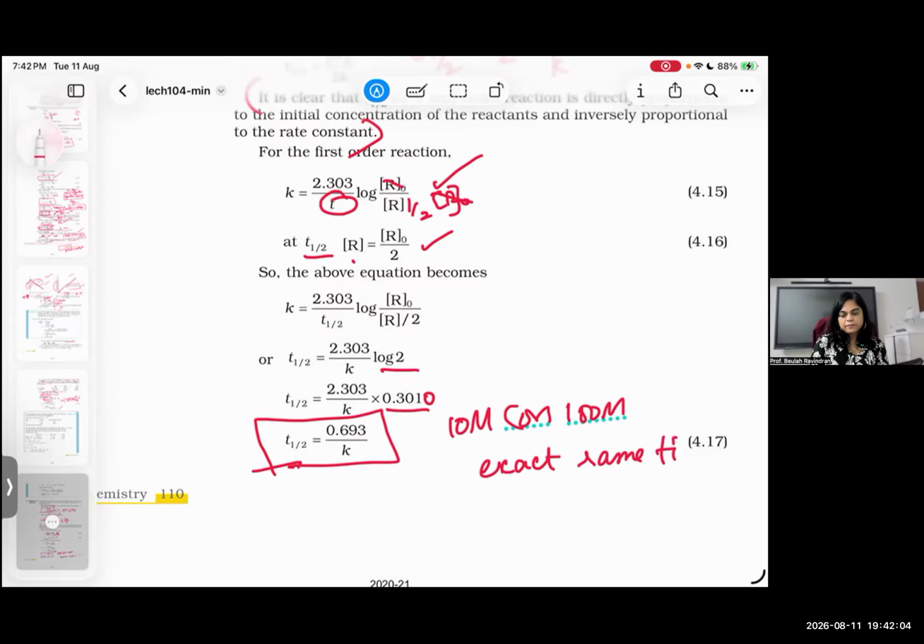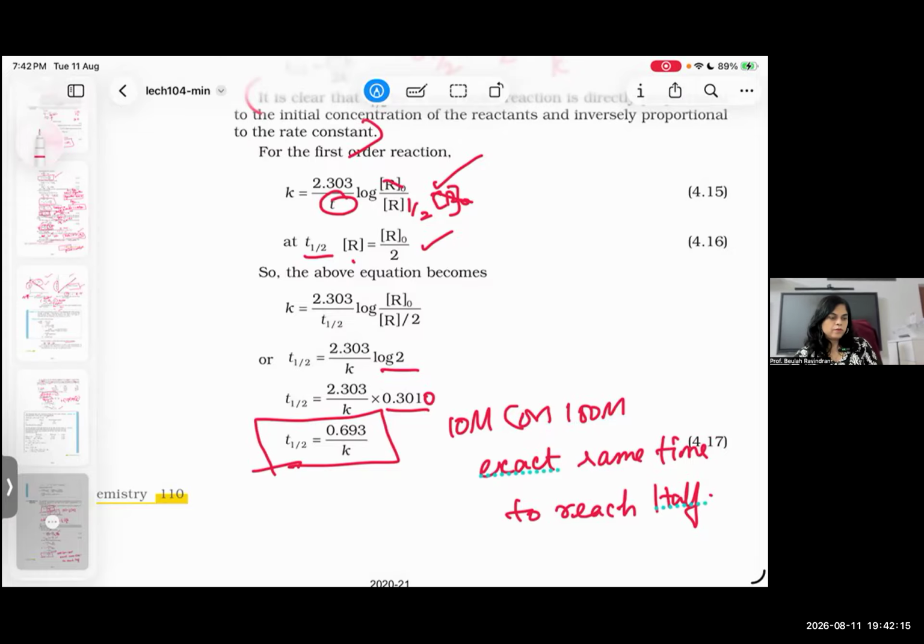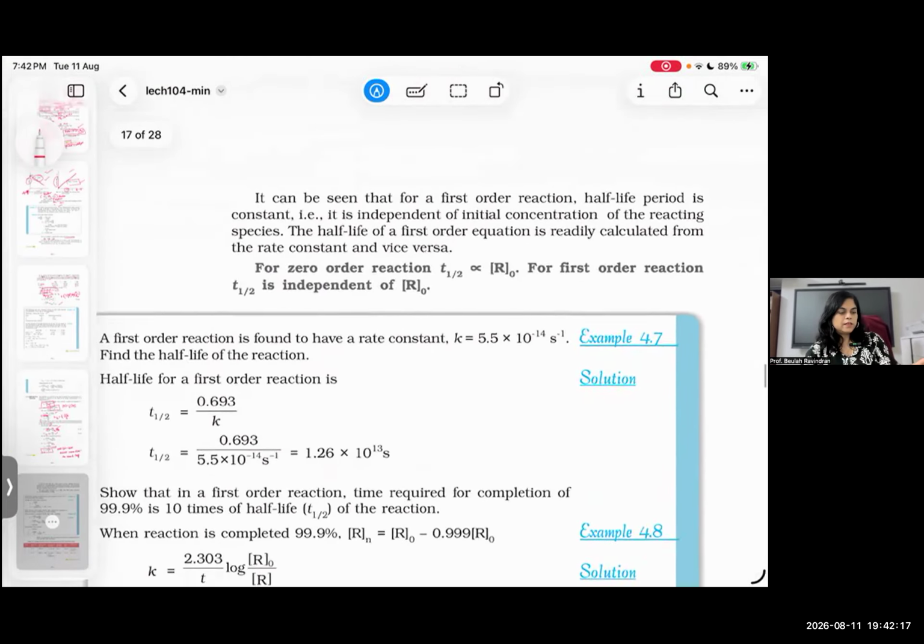Keep in your mind. So this is very important. You must know the difference between zero order and first order, everything. Okay, so you know all these things.